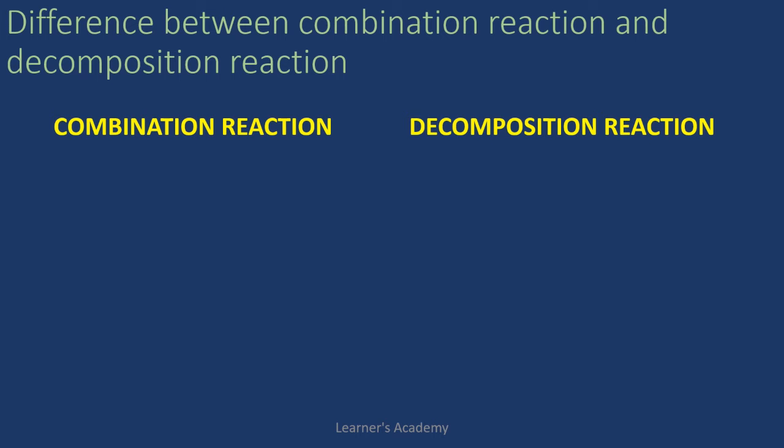Let us understand the difference between a combination reaction and a decomposition reaction. Combination means when two substances combine together. For example, A combines with B and a new product AB is formed. On the other hand, when a compound breaks down and decomposes into two products, A plus B, that becomes a decomposition reaction. This is the basic rule. You will not write this for the exam. This is for your understanding.